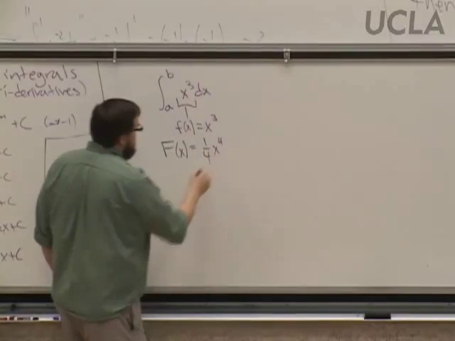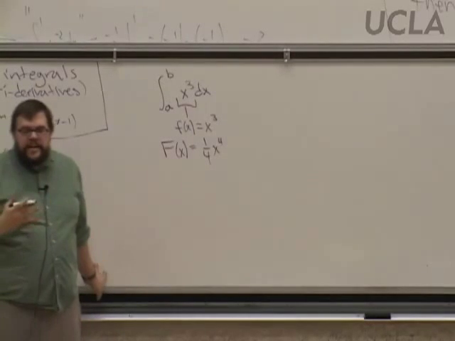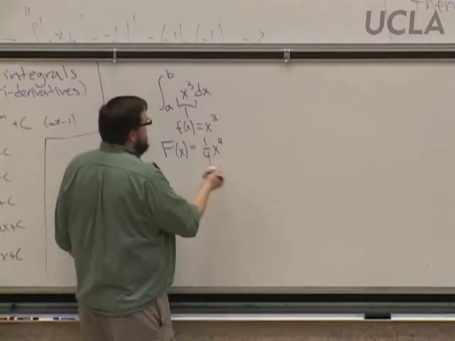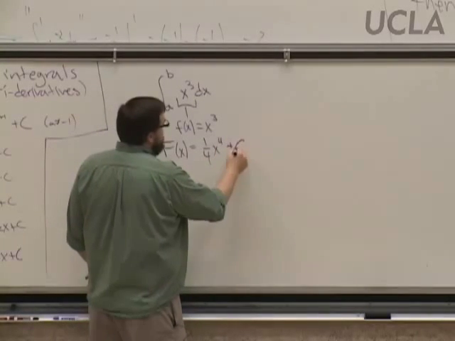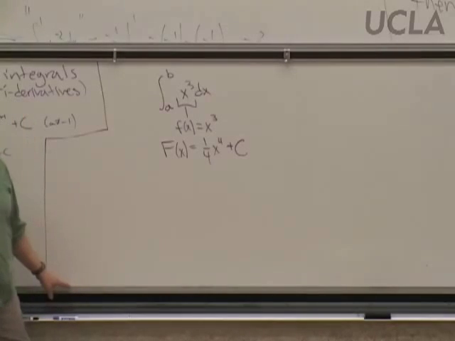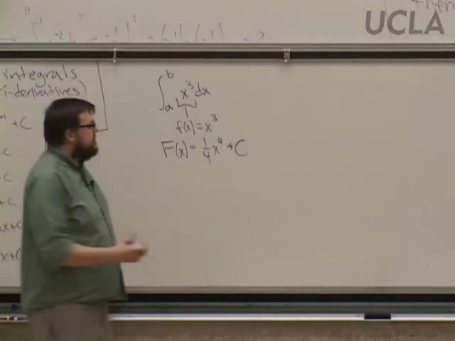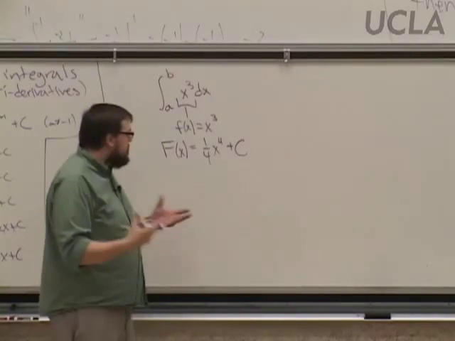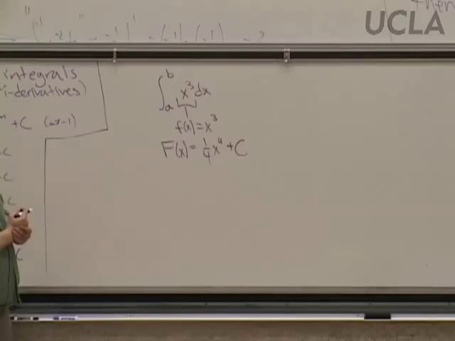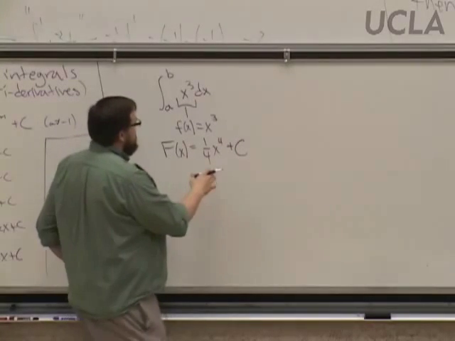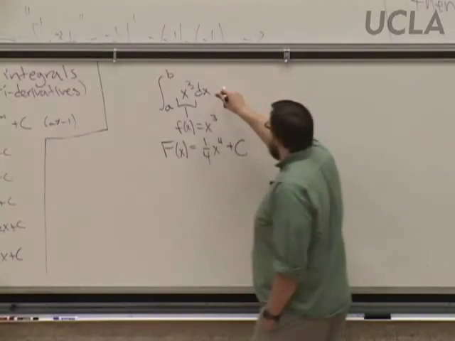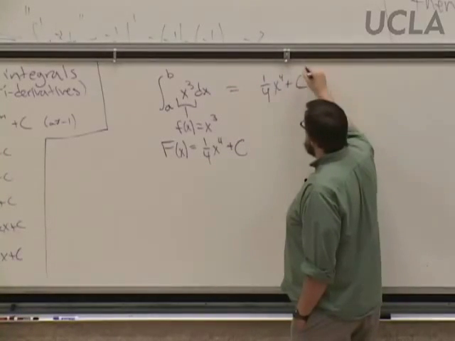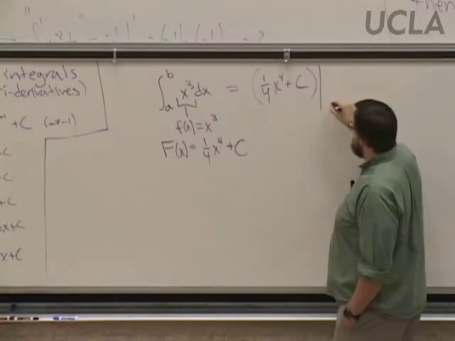So I said use any antiderivative. Well, why can I say any antiderivative? Well, let's find out. I know what the antiderivatives of x cubed look like. They look like 1/4 x to the fourth plus a constant c. So I could have chosen c to be anything. Usually it's just convenient to choose c to be 0, but you don't have to. You can choose c to be anything you want. So what happens if I choose c? This is 1/4 x to the fourth plus c, evaluated from a to b.